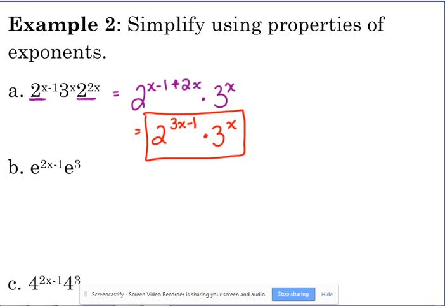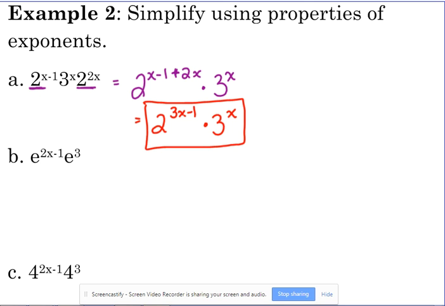Okay, b, we can do the same thing. It just has a base of e. It doesn't change the properties of exponents. The base doesn't matter as long as it has the same base. So e to the 2x minus 1 times e cubed, they have the same base, so we can add their exponents. This time we're combining the constants. So that's e to the 2x plus 2.